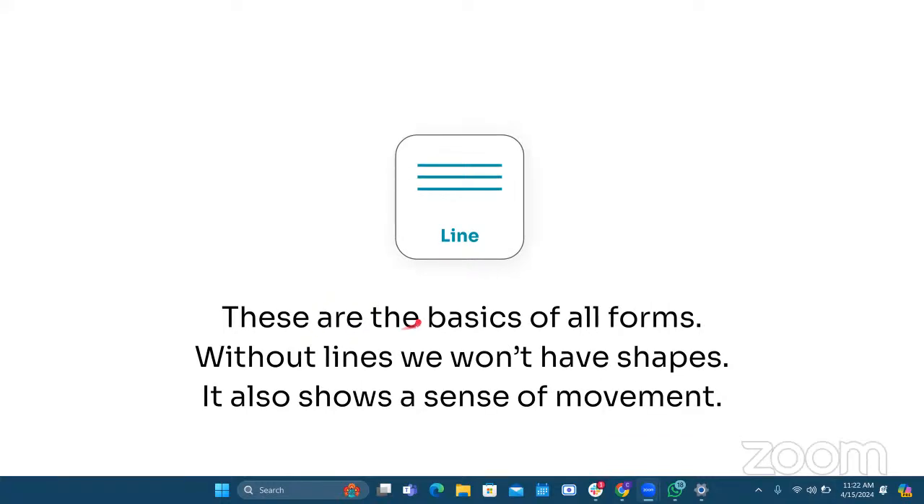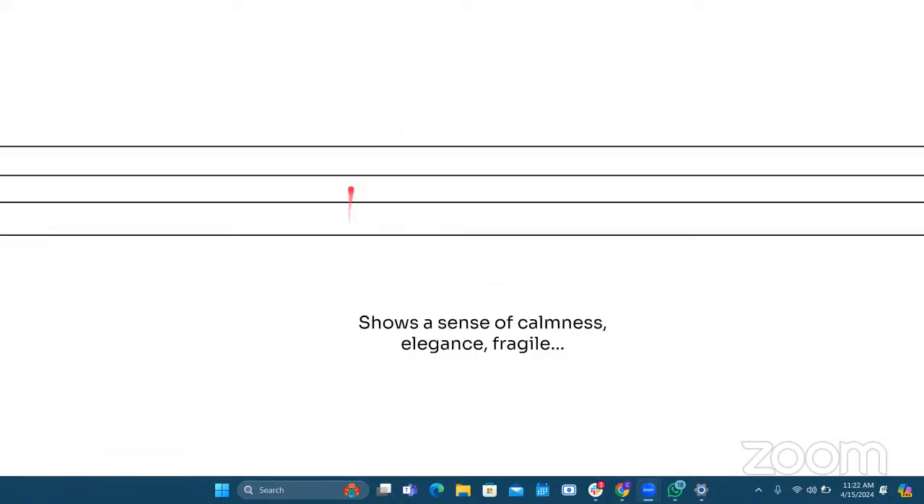So these are a lot of lines in the design. These are like the basic forms of design. Without line, nothing can exist. Line shows a sense of movement. So in design, lines have their meaning. The first meaning: thin lines, very thin lines, look as if they can easily break, as if you can easily pick these lines and break them. So thin lines show calmness, elegance, and something fragile in your design. That's what thin lines tend to show.